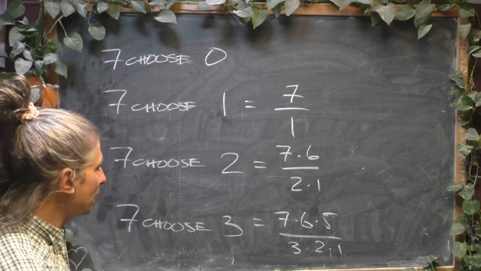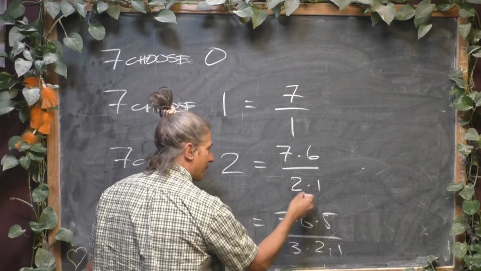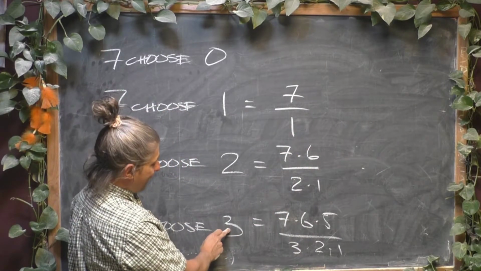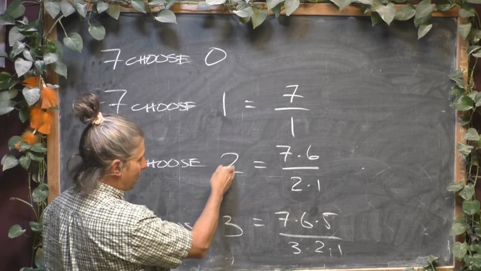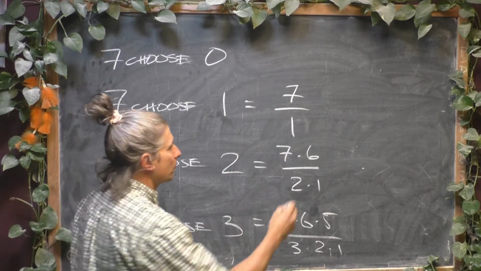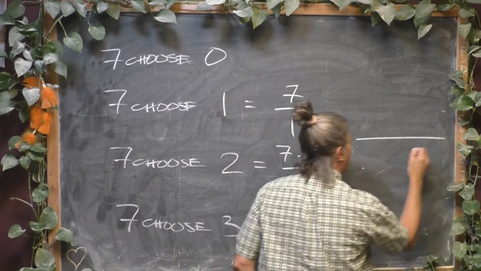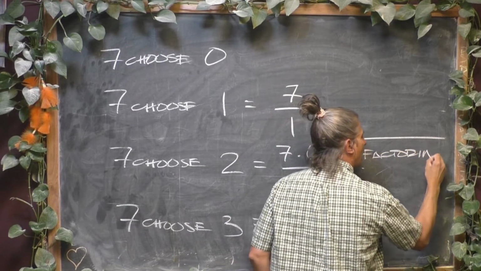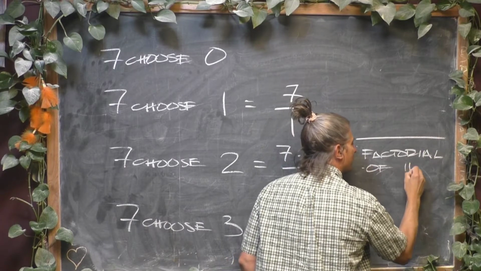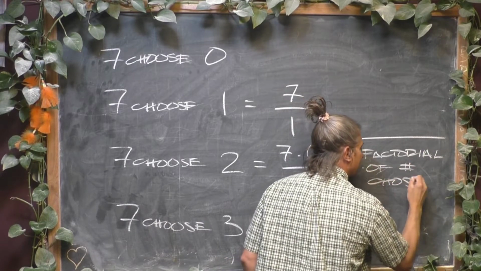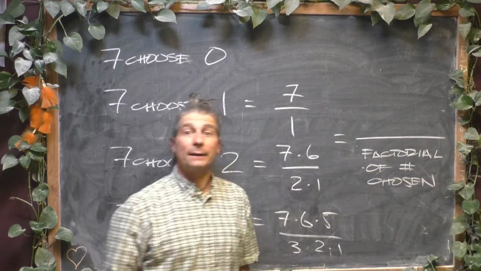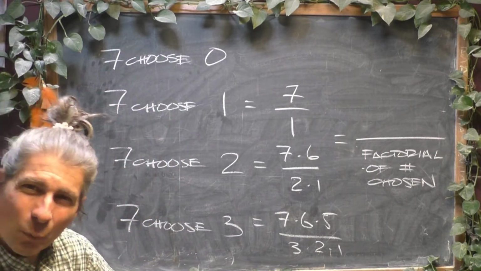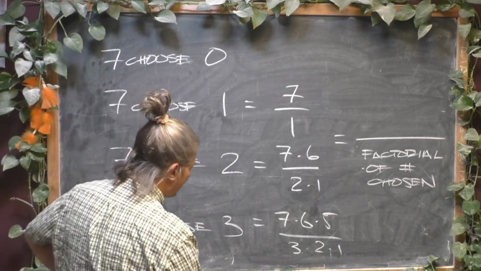So it's pretty clear that in each of these, you've got the denominator, which is the factorial of whatever the choose number is. So the factorial of the number chosen is going to be in the denominator. And that is exactly correct. But what's in the numerator, right? What's in the numerator? What goes up top?